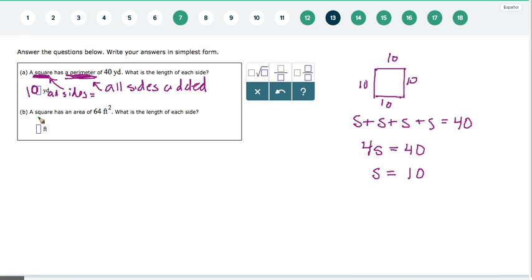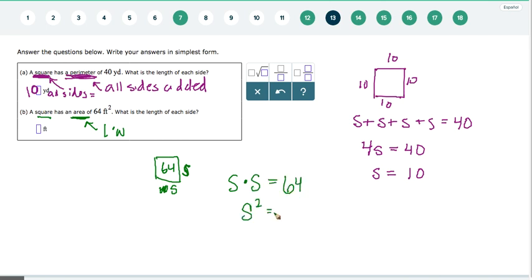For the next one, still a square, has an area, that's length times width, right? Area is 64 feet squared. So if I have a square, the area is 64. Now the length and the width are both the same measurement, right? So I can just call it side times side. Has to equal 64. Side squared equals 64. Side equals 8.